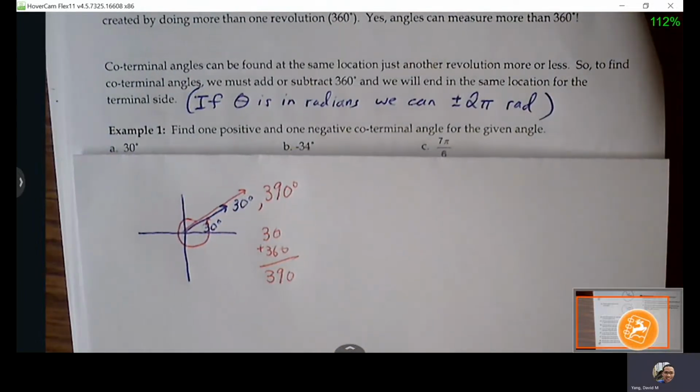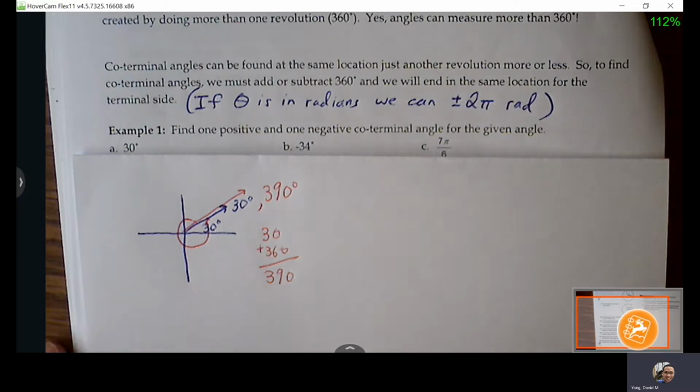So it really depends on what unit we're dealing with, right? If we're dealing with degrees, we add or subtract 360, a rotation, to get that terminal side to line up with what we started with. But if our theta is in terms of radians, we can also add or subtract 2 pi and we'll achieve the same result. Okay.